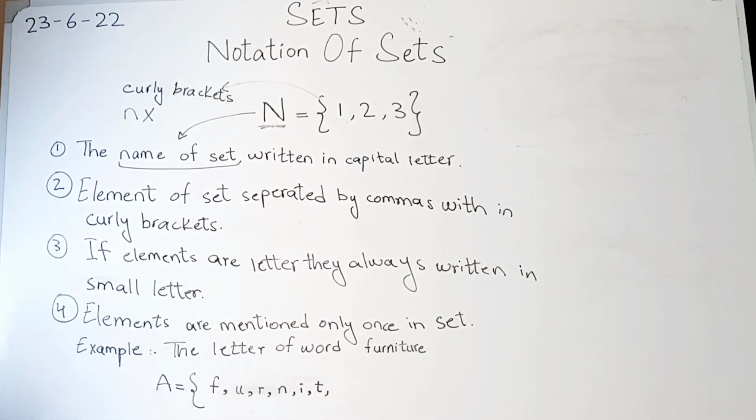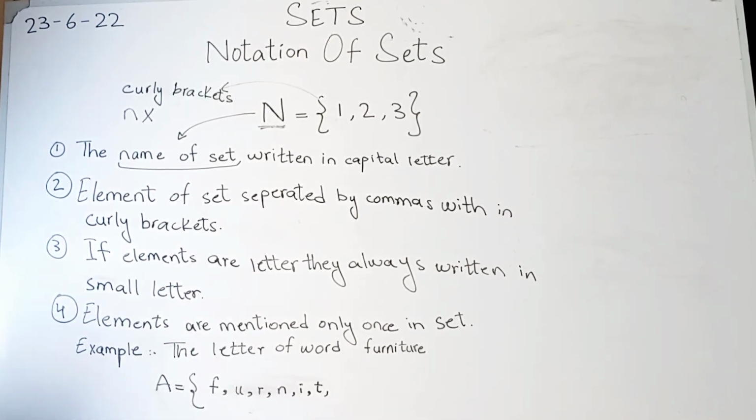And the fourth notation says that elements are mentioned only once in a set. So here we have a repeating element u, so we are not going to write it again because we have mentioned it once. Moving on towards our next element, we have r. Again, this is a repeating element, we have mentioned it once, so there is no need to mention it again. Moving on to the next element, we have e. We have not mentioned it before, so we will mention it: e.